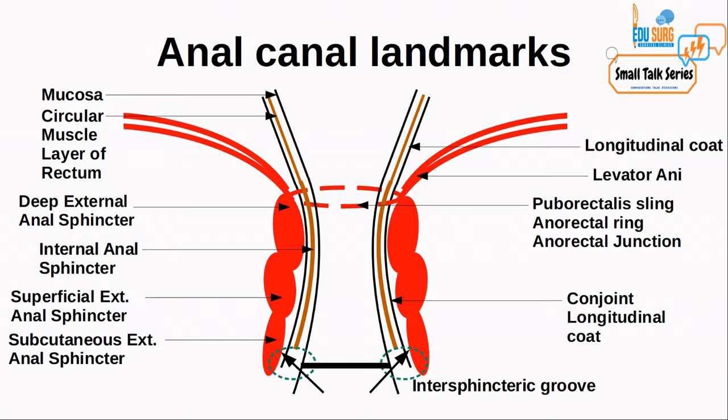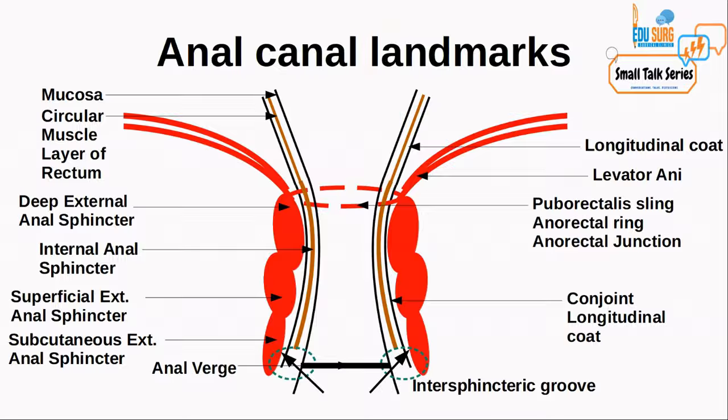The lower end of the intersphincteric groove is where the anal verge begins. So this is the first lower landmark that we need to know. Now, anal verge is a very important landmark for endoscopy, for MRI, as well as for clinicians, because the distance of tumors from the anal verge is measured, right? And the entire plan of management depends on this distance.